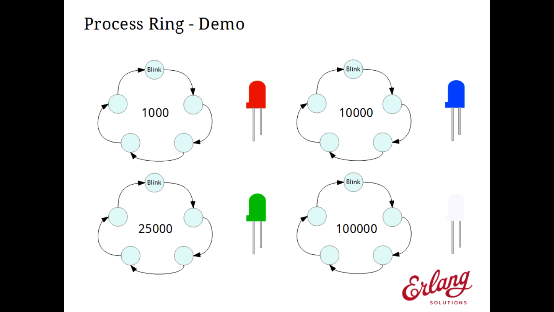So to begin with, we will spawn 4 token rings, which correspond to the 4 LEDs on our breadboard. The red LED represents the rate of revolution of a token ring of size 1000, which means 1000 processes will be spawned and the token will need to complete 100 revolutions before terminating. The blue LED represents 10,000 processes, the green 25,000 and the white 100,000. So here's what it looks like when we run the demo.